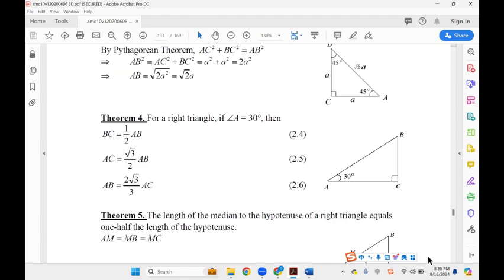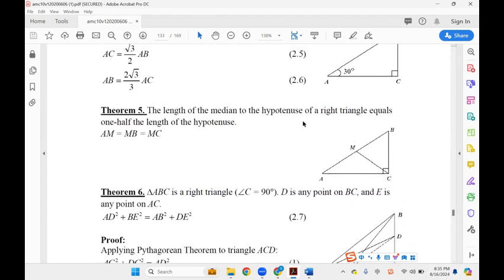Okay, so theorem. The length of the median to the hypotenuse of the right triangle is equal to half of the hypotenuse. Okay, that's easy. So basically, this is the hypotenuse, okay? He's saying if this is the middle point, which means, let's say this is A, B, C, this is a right triangle, right? So this point is D.